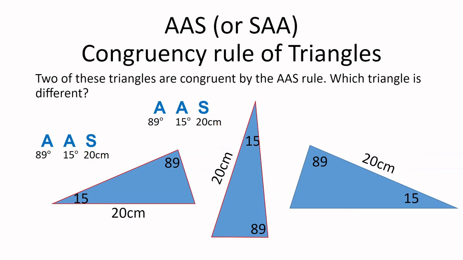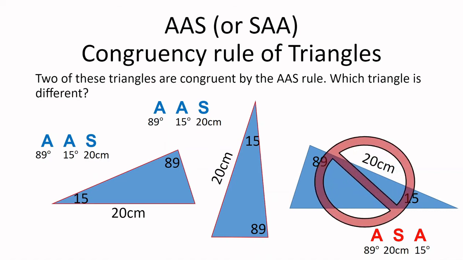This last triangle, however, is it congruent? Again, I've given two angles and a side length, but the side length is in between those two angles. Even though ASA is a rule, the order of the measurements is not the same for this last triangle as it was for the previous two. Here I've got an angle of 89 degrees, a 20 centimeter length in between, and another angle of 15 degrees. So this triangle is not congruent to the rest. Not because it's not a rule, simply because the information does not match the other triangles.